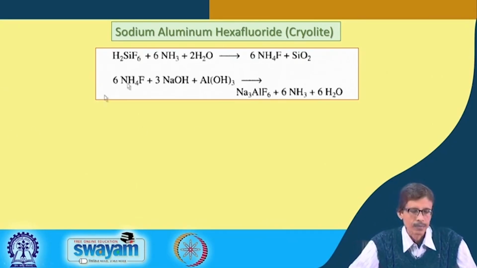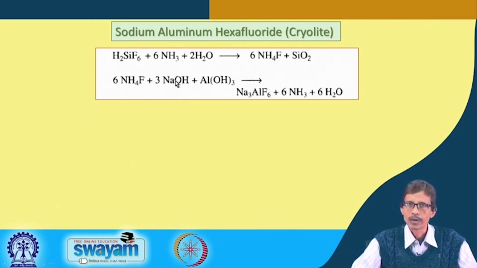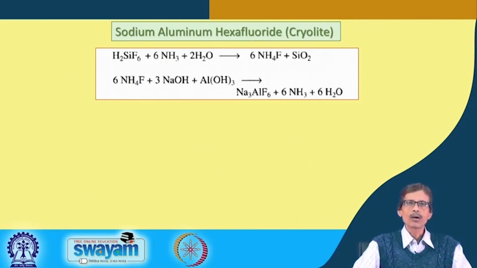So, in that particular reaction, the ammonium fluoride is reacting with aluminum hydroxide, and obviously in the presence of some excess amount of sodium hydroxide, because the reaction between sodium hydroxide and aluminum hydroxide, we know, can also give you sodium aluminate formation. And that sodium aluminate typically reacts with ammonium fluoride giving you Na3AlF6, which is your cryolite. So, we get the cryolite, we get back the corresponding ammonia which was utilized earlier, and the water molecules.